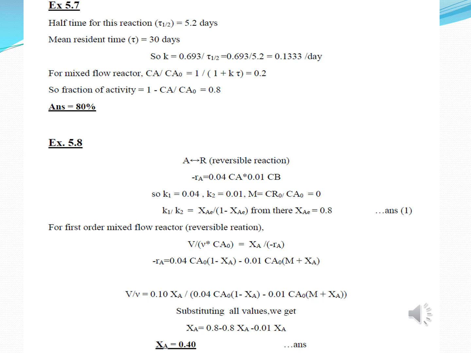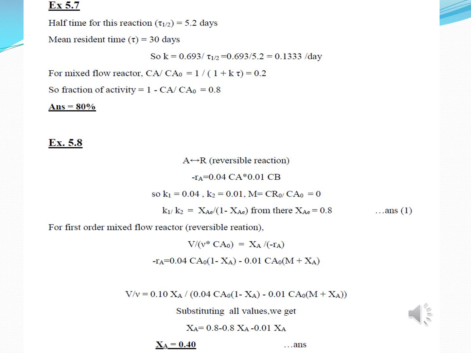Now move towards problem 5.8. It's similar to problem 5.6. So we have the reversible reaction, and the rate equation is given. Now k1 is 0.04, k2 is 0.01, and the ratio of the initial concentration of the product to that of the reactant, CR naught, in the start is 0, so M will be 0. So k1 divided by k2 is equal to XAE divided by 1 minus XAE. From here we calculate XAE is 80%.